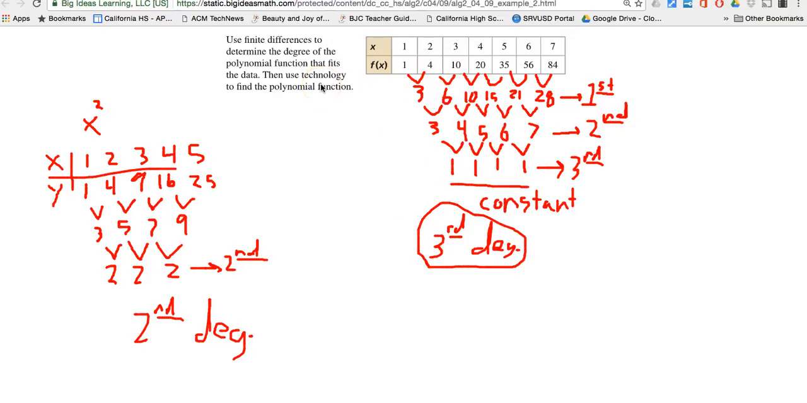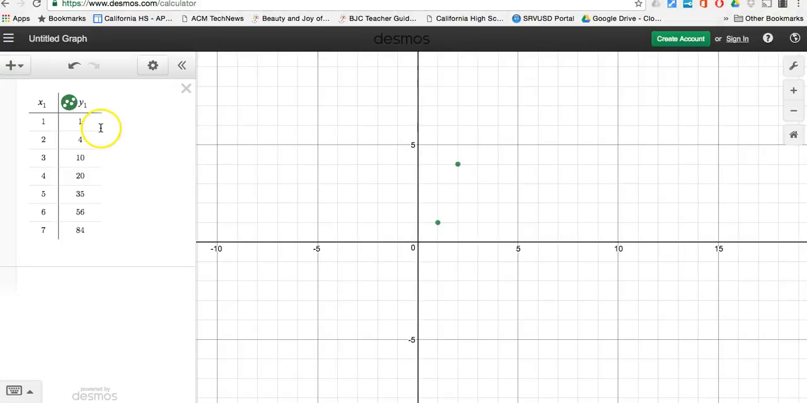Now, it says use technology to find the polynomial function. So we're going to use regression for this. If you remember, we did linear regression and quadratic regression earlier in the year. That's where we have to use Desmos to work this out. We need to know our points right here. So in order to use regression to find the actual function, we're going to go to Desmos right here.